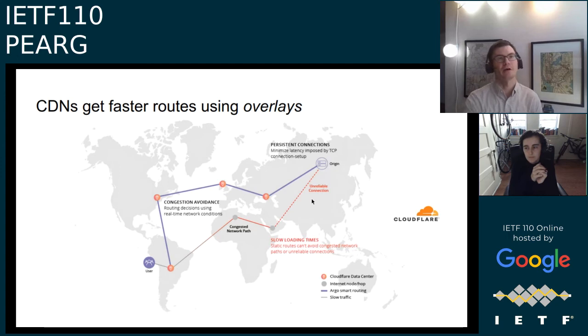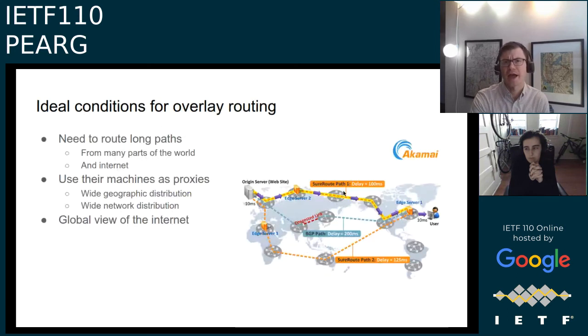And the benefits of this are, there's a couple of them. One is perhaps better latencies. One is you can avoid temporary congestion. You can avoid permanently slower paths. You can avoid outages. In some circumstances, you wind up being able to multiplex traffic for a better overall throughput. And so Cloudflare does this. Akamai also does this. They call their product SureRoute.